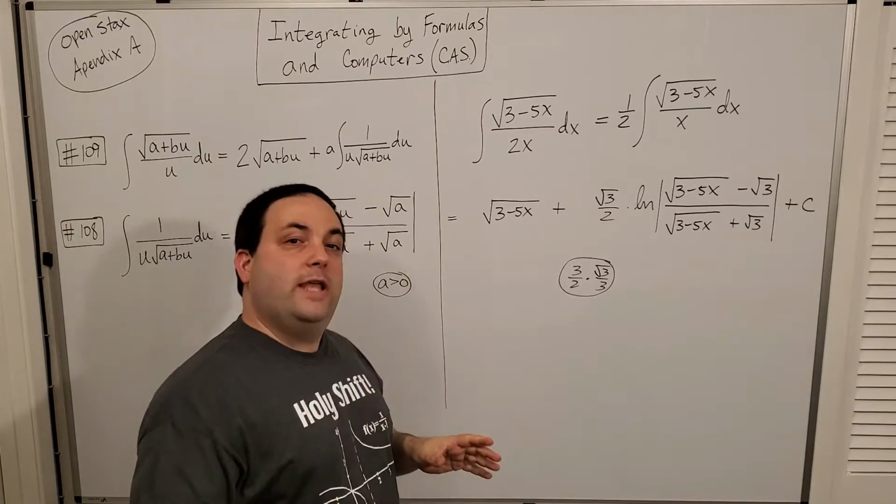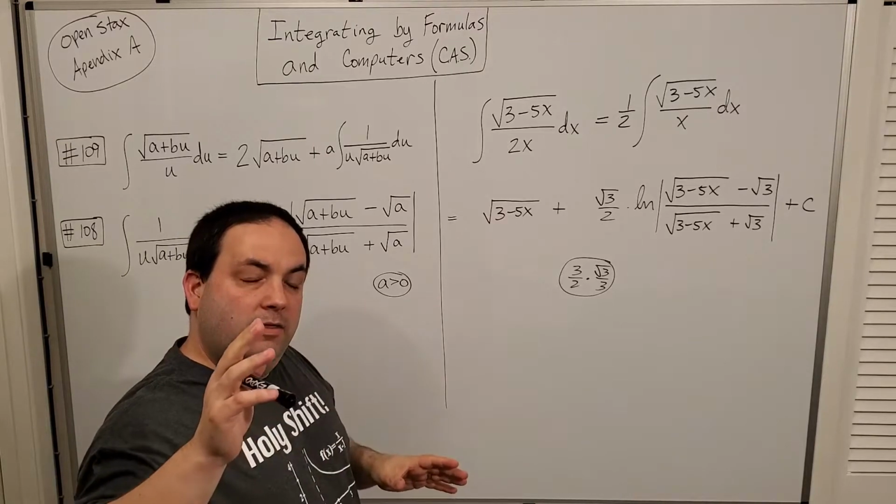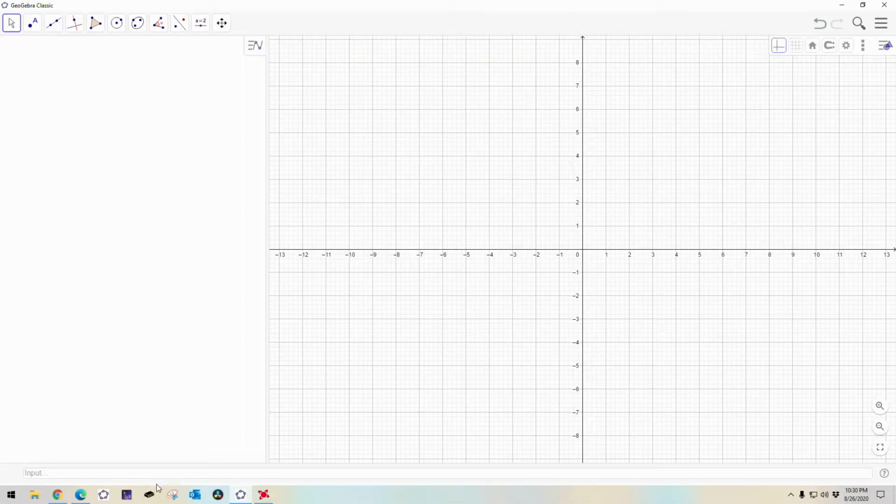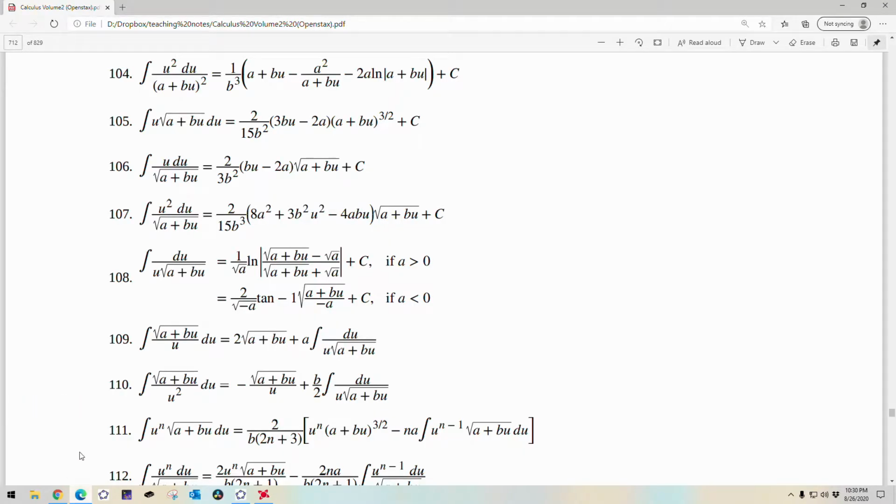Now, let's take a look at what this would look like in the computer algebra systems. So let's take a look at the formula tables first that I was showing you. This is in the OpenStax textbook. And as you can see, these are the two formulas that we just used for the integral that we were just doing on the board there. You can see number 108 and 109 there.